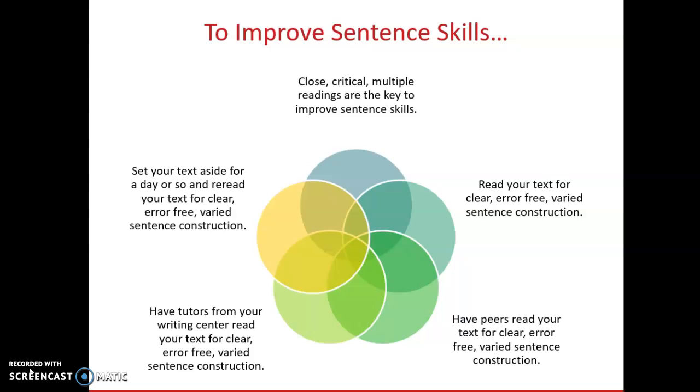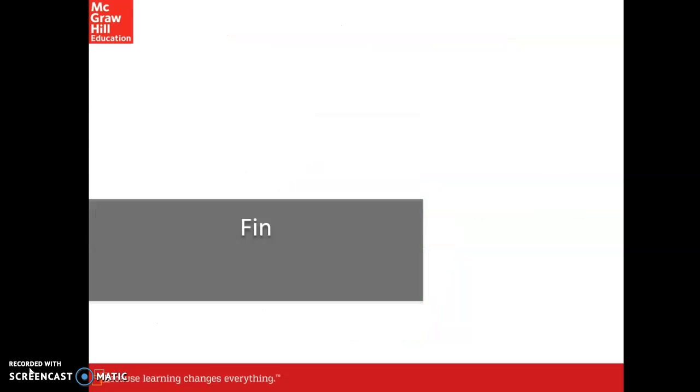And then set your text aside for a day or so and reread your text for clear, error-free, varied sentence construction. Okay, all of those things. Reading it each day yourself, reading it with a parent or a neighbor or a friend, or having a second pair of eyes, and then looking and reading published text and seeing how the writing is, and then applying that to your own work.